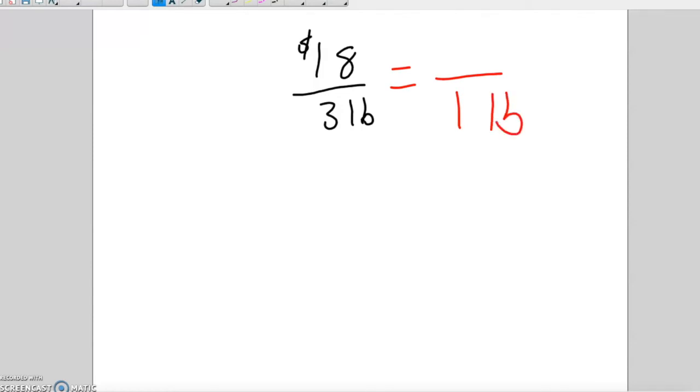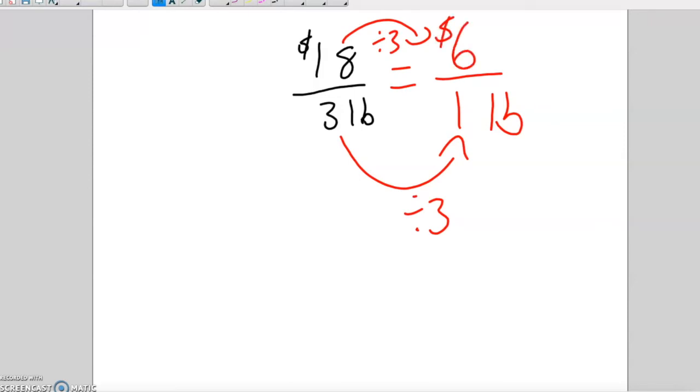Oh man, I love those 3's, don't I? Okay, go ahead, figure it out. Pause it. Push play when you got it. Yeah, 3. So it costs $6 per pound of top sirloin steak. That's a pretty good deal. That'd be a buy for me. I recommend that deal.